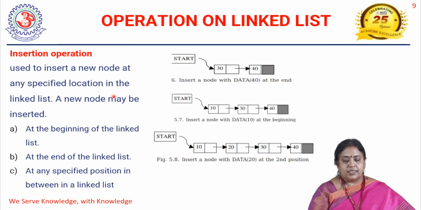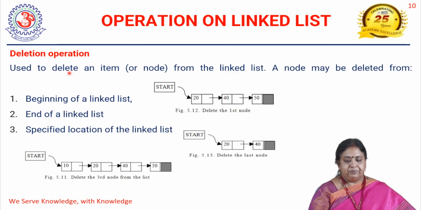So insertion can be done at the beginning, insertion can be done at the end, and insertion can be done at the specified location. First of all, you have to create the node. After that, you can perform the insertion operation. Then coming to the deletion operation, here also it is the same. Deleting the node means we are going to remove the node from the linked list. We are going to free up the memory.